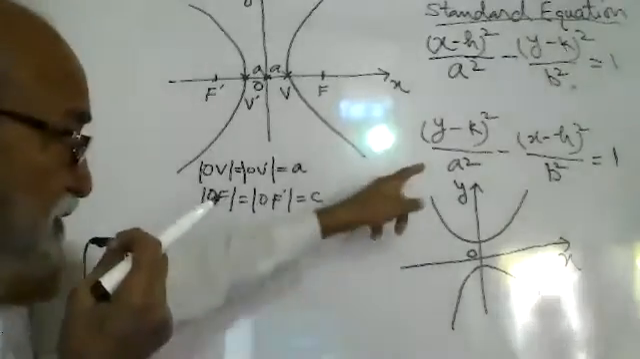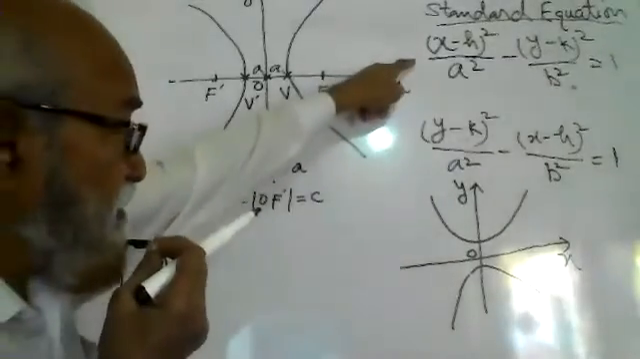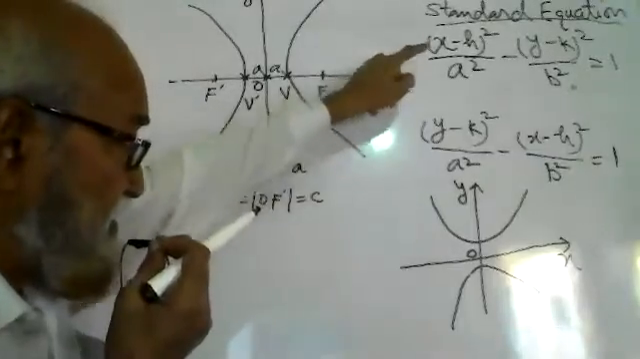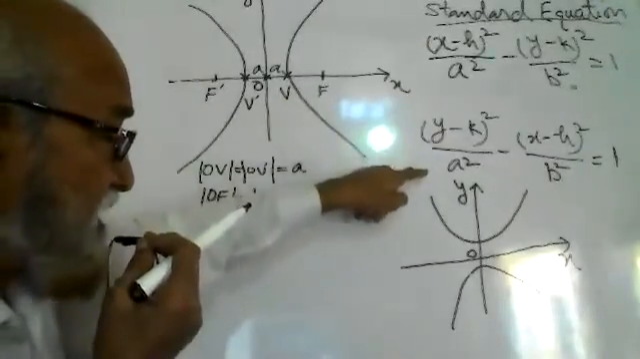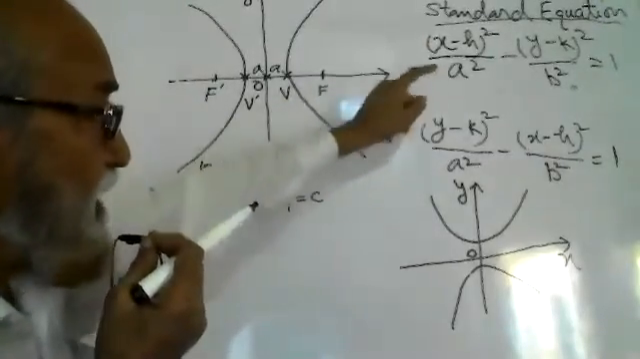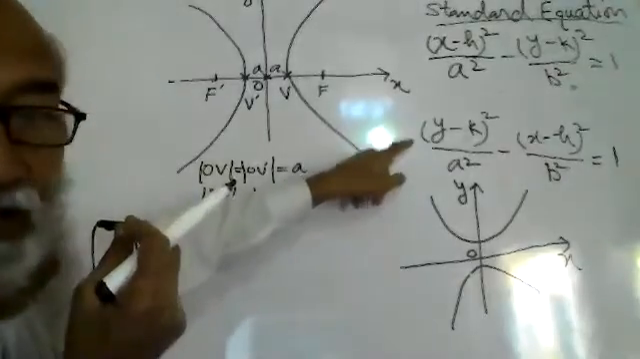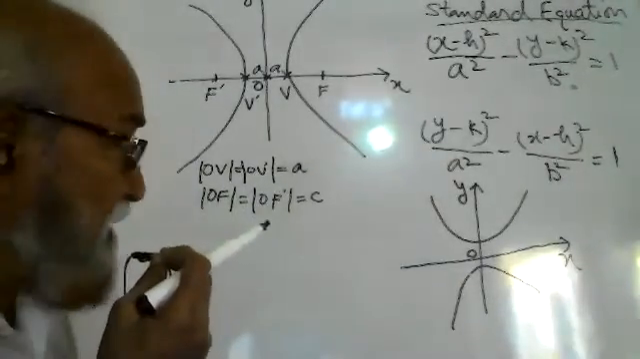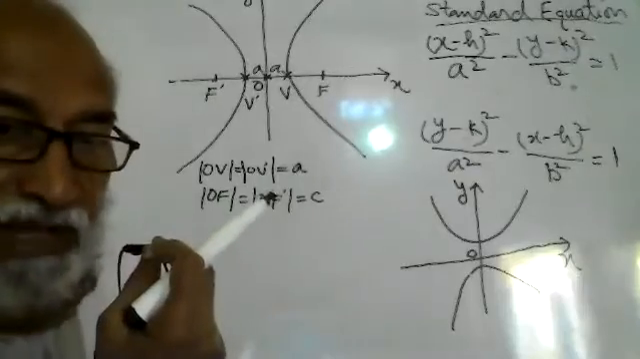So A will always be positive, so we will consider A square. If x square is positive, the number under x square will be A square. If y square is positive, the number under y square will be A square.